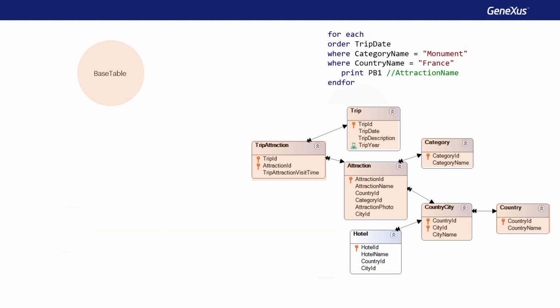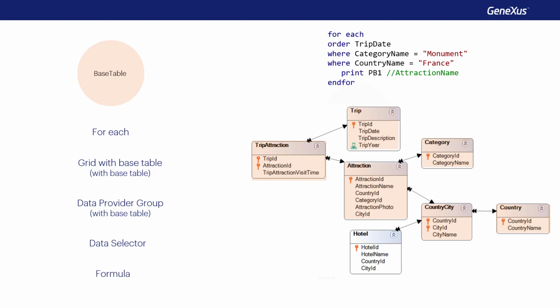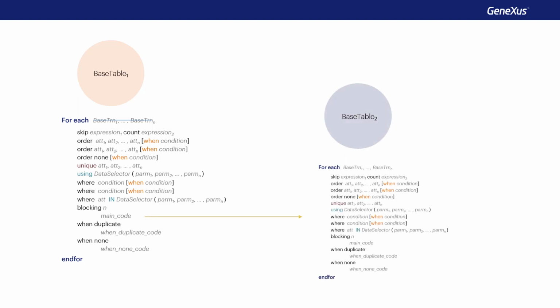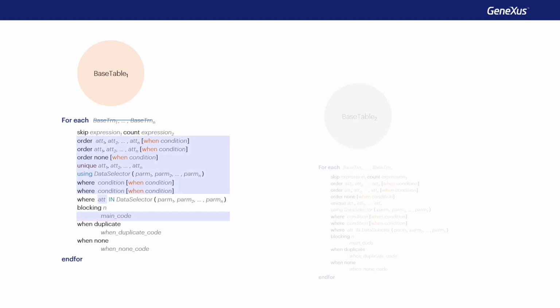All this, related to a for each, also applies to a grid with base table, as well as to a group of data providers. And the same goes for a data selector executed as an independent query or a formula. Now, what happens in the case of a nested for each? The base table of the main for each is determined without taking the nested for each into account at all. That is to say, as if it didn't exist in the main code.